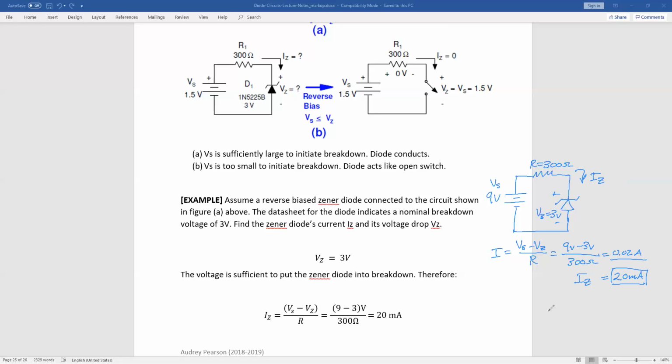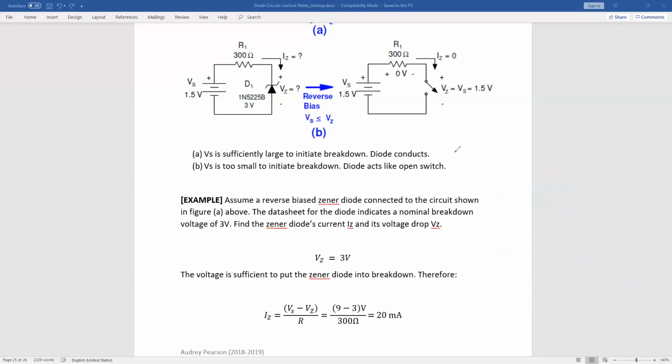And then we're also interested in the voltage across that Zener diode, but that's given to us because we know that VS is greater than VZ. So that means VZ is equal to its breakdown voltage of 3 volts. Okay, so that's how we find the Zener diode voltage and Zener diode current in that particular case.